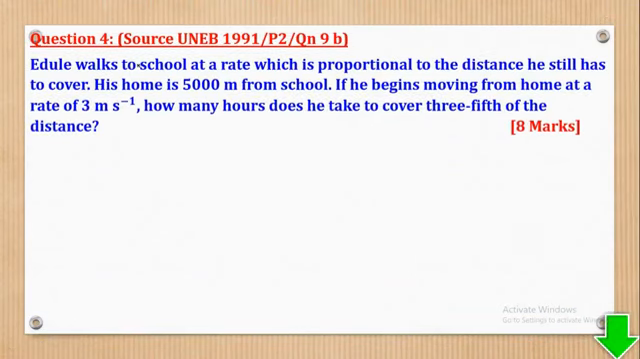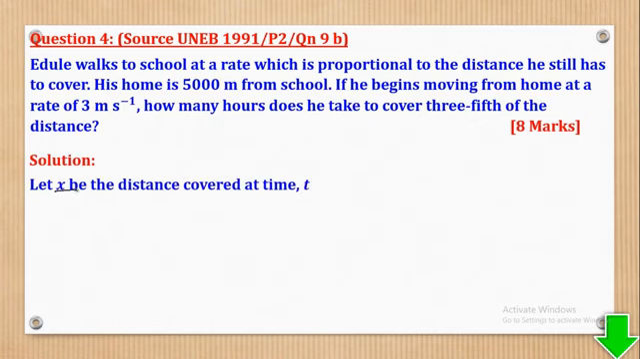Now question 4 came from UNEB 1991, paper 2, question 9b, and says Edure walks to school at a rate which is proportional to the distance he still has to cover. His home is 500 meters from school. If he begins moving from home at a rate of 3 meters per second, how many hours does it take to cover 3/5 of the distance?